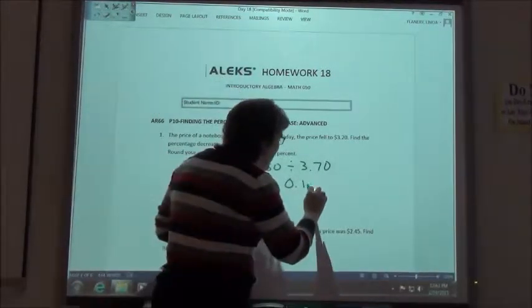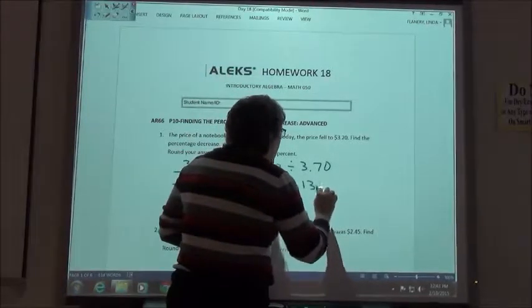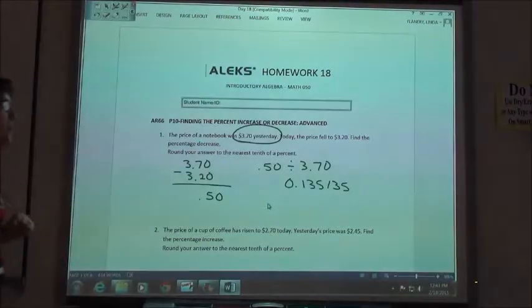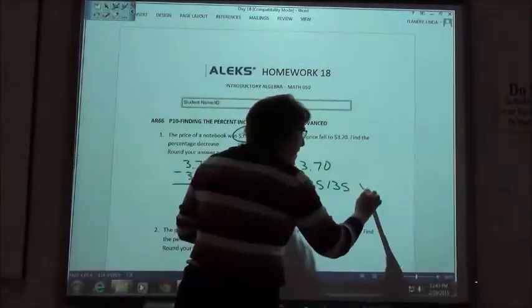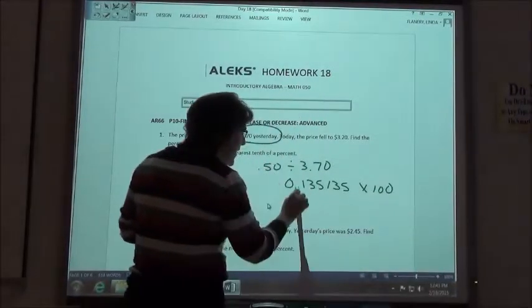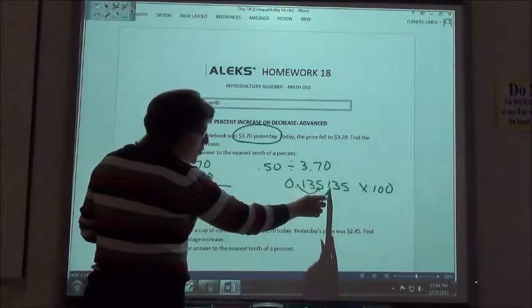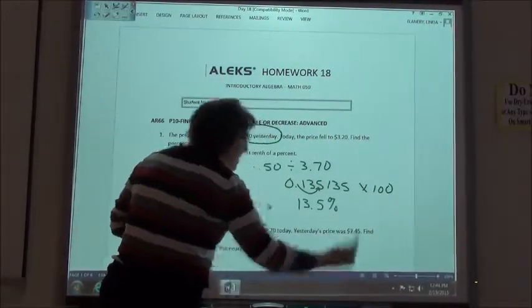0.11, 135, 135, 135. It says to round it to the nearest tenth of a percent. So the first thing we do is change it to a percent by multiplying it by 100, or moving our decimal 2 places. Then we're going to round it off. So since there's a 1 behind that 5, we're going to say 13.5%.